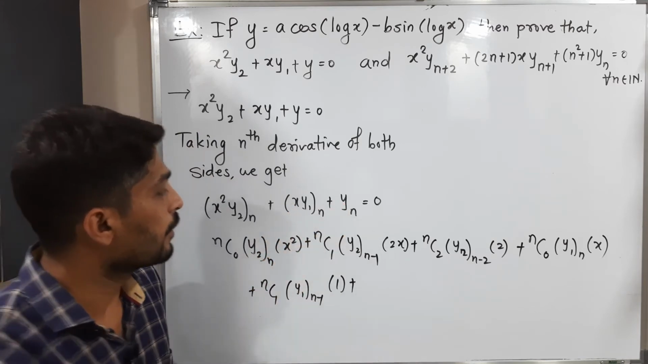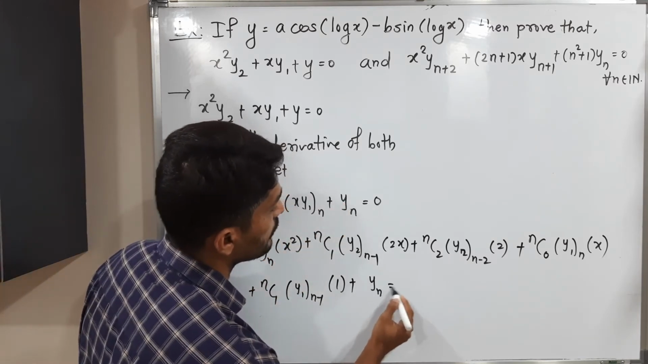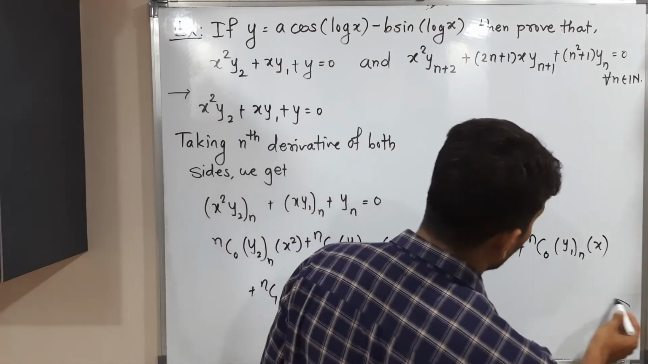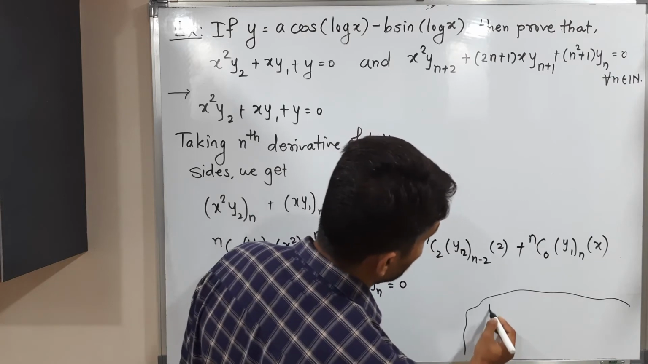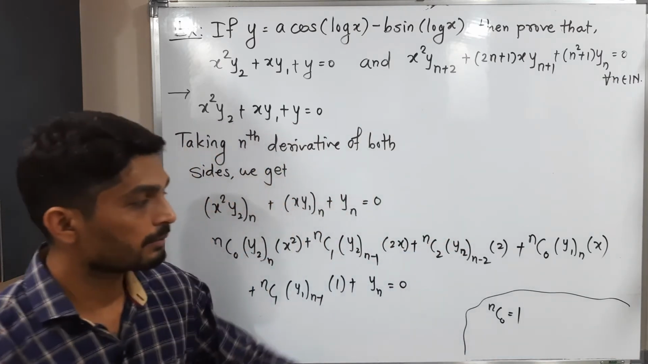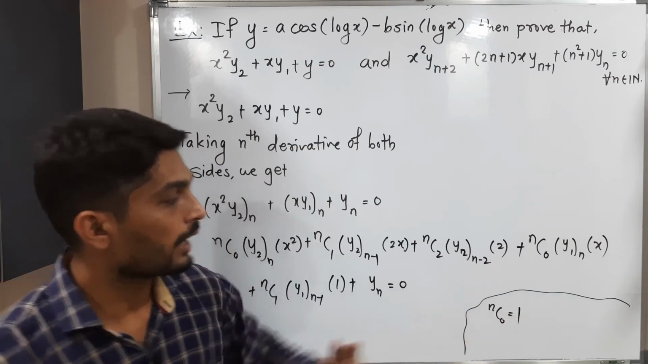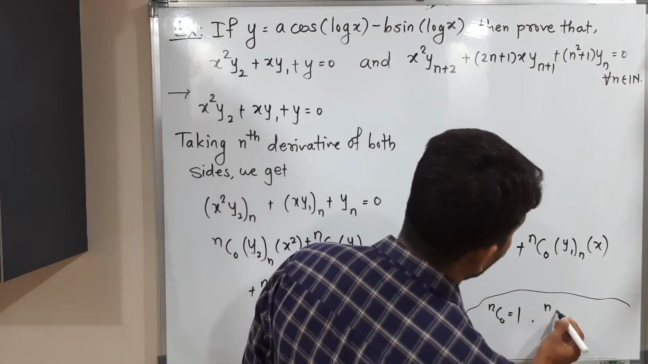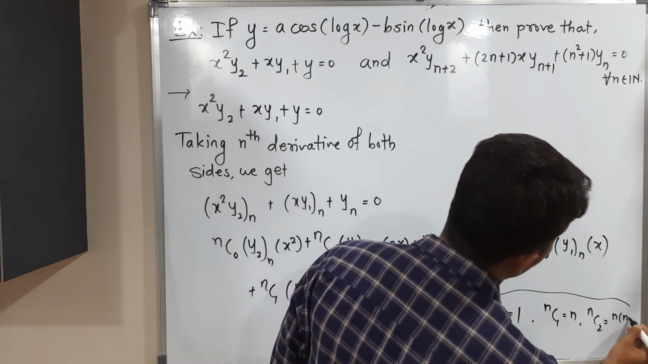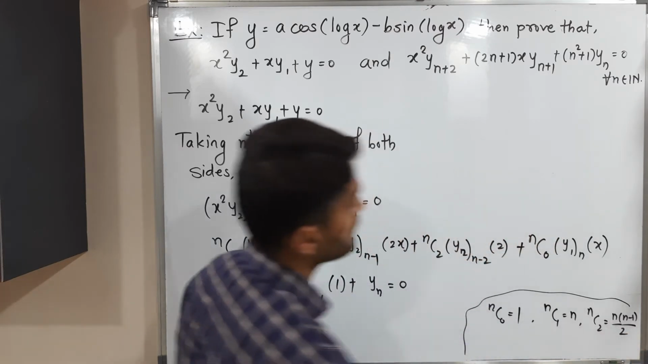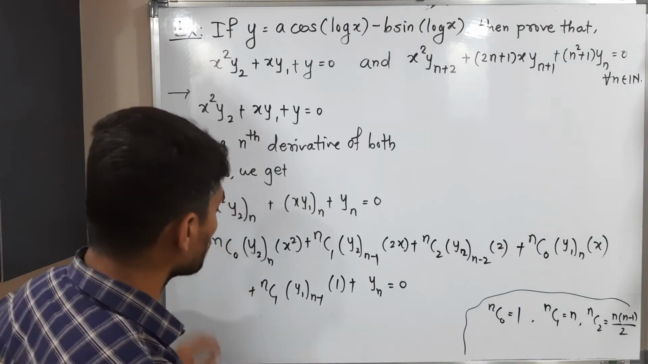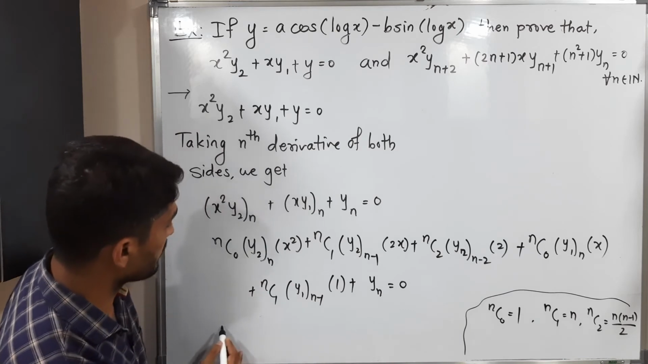And y is as it is, so this is equal to 0. Let us simplify it further. Let me write a few things which are very essential for us. nC0, when you have 0 as the suffix, its value will be 1. Next is nC1, its value is n. And nC2, its value is n into n minus 1 by 2. These values are very essential for us, so let us put those values here.